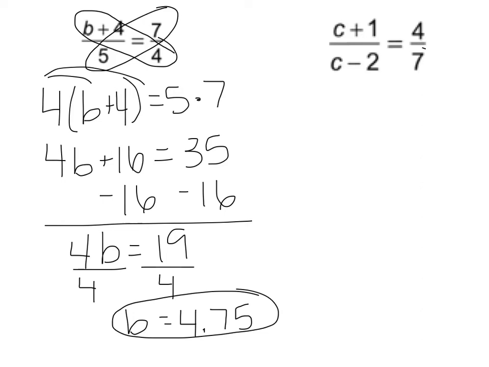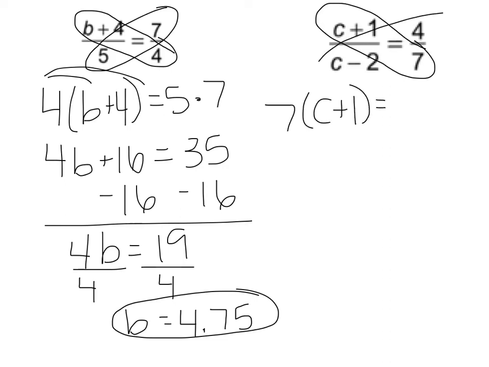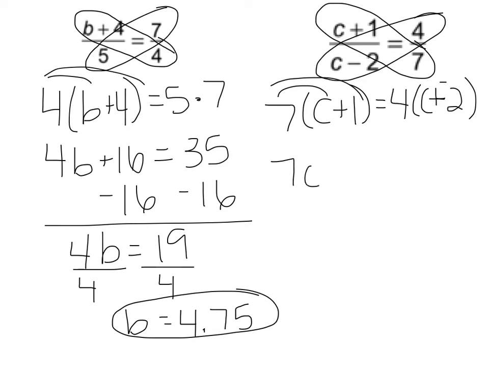Alright, and then finally, we're going to take 7 times the quantity of c plus 1 equals 4 times the quantity of c minus 2. Change your minus signs to plus signs, distribute a negative. So 7 times c, 7 times 1 gives you 7c plus 7 equal to 4 times c, 4 times negative 2 gives you 4c plus negative 8.